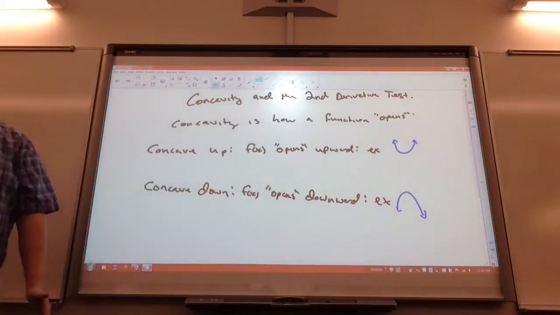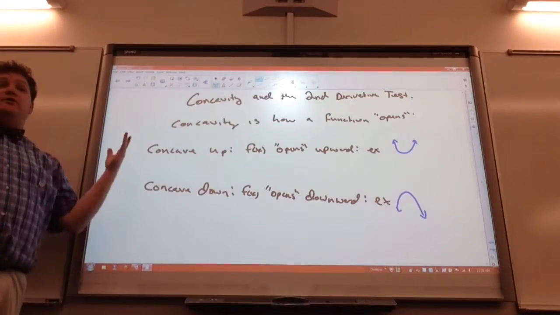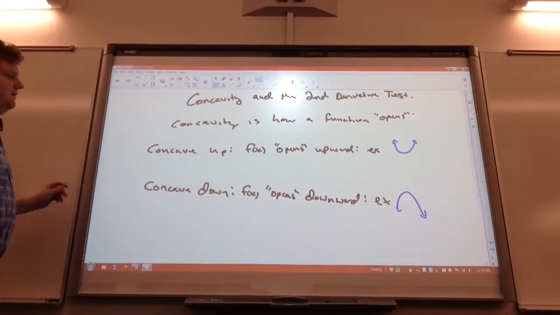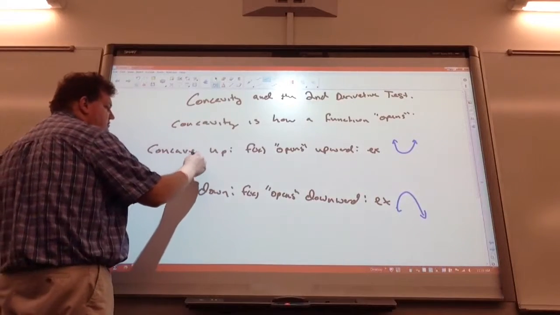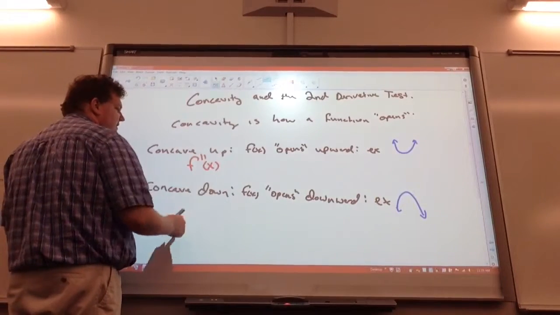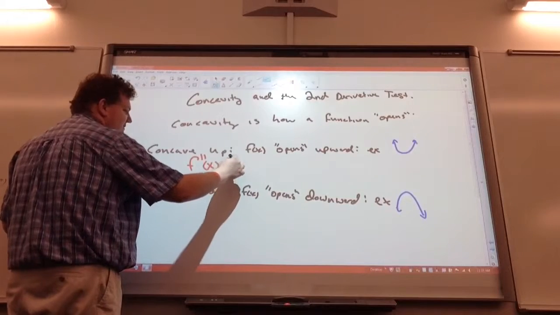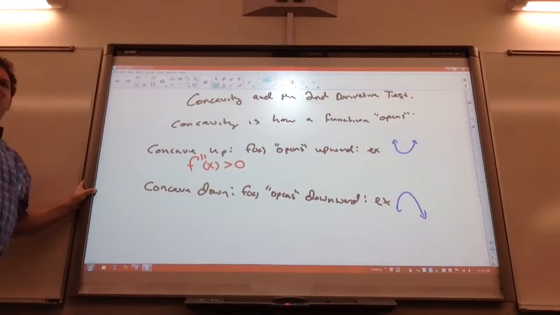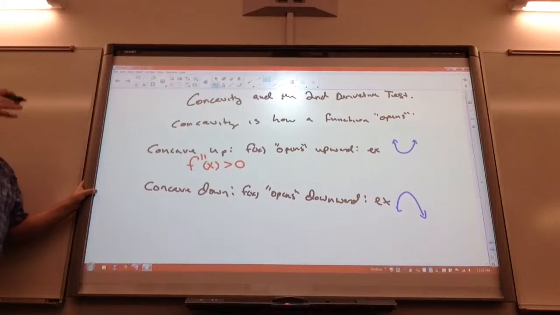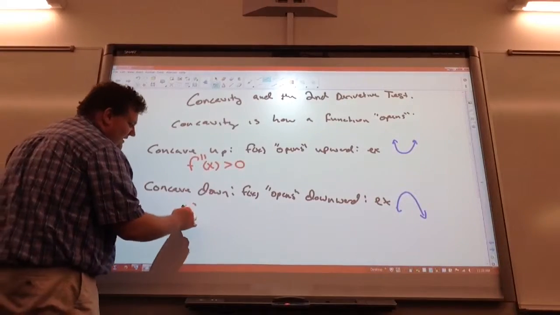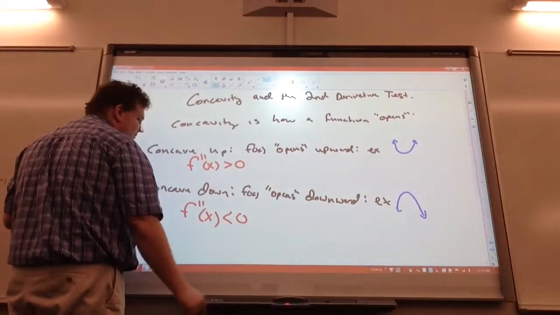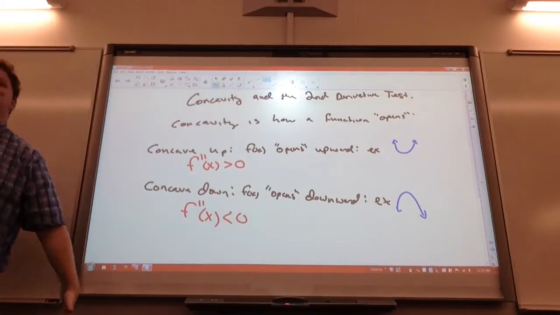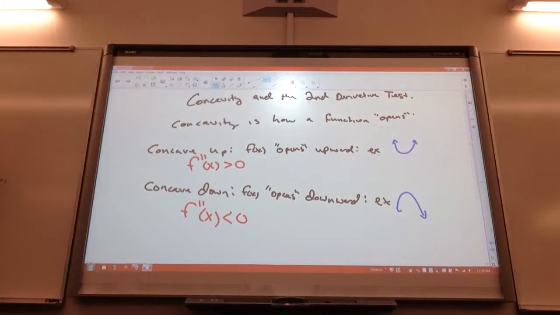The second derivative can be used as a test to see whether we open upwards or downwards. Concave up happens when f double prime of x is greater than 0. So when the second derivative is positive, you're concave up. When the second derivative is less than 0, you're concave down. You open downward. Isn't that easy?